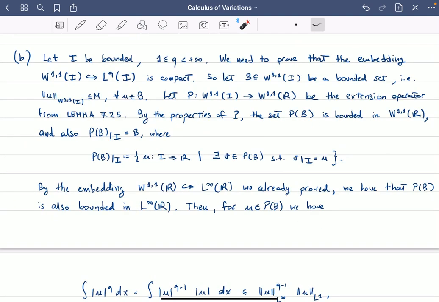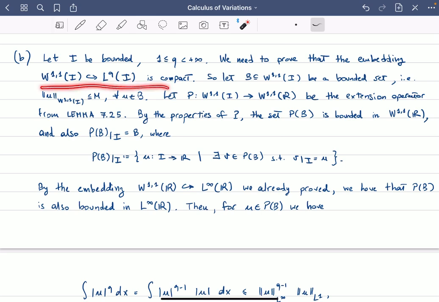Okay, let's prove the embedding in point B. So again, we assume that I is bounded, and in this case we assume that Q is larger or equal than 1 and less than plus infinity, and we need to show that W11 of I compactly embeds into LQ. In the previous point, for proving that W1P was embedding into the continuous functions in a compact way, we needed a compactness criterion in the continuous functions. Now obviously we need a compactness criterion in LQ, and that's what we're going to do.